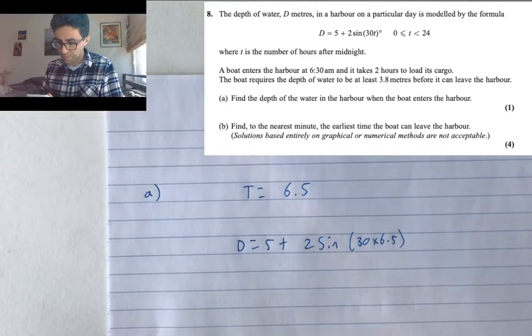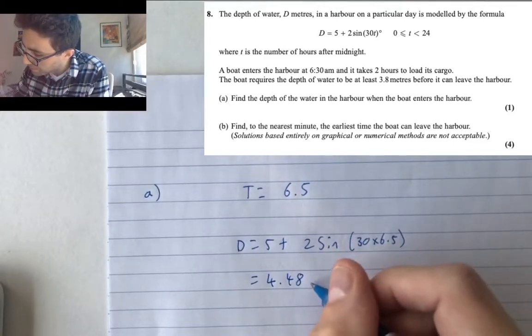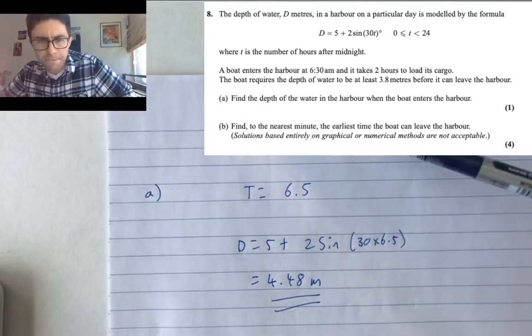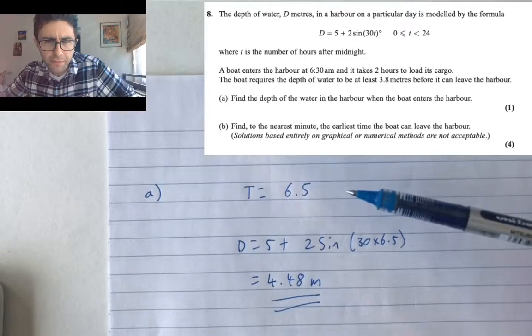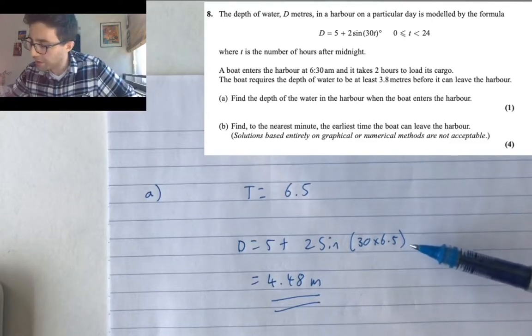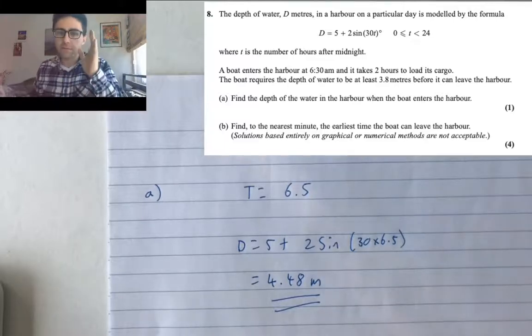Now it looks to me like 4.48 meters. Just check I've done that okay. The depth, when it enters the harbour, it enters at 6:30. So that's 6.5 hours after midnight, plugging in 6.5, putting it into my calculator, hoping for the best. It's 4.48.